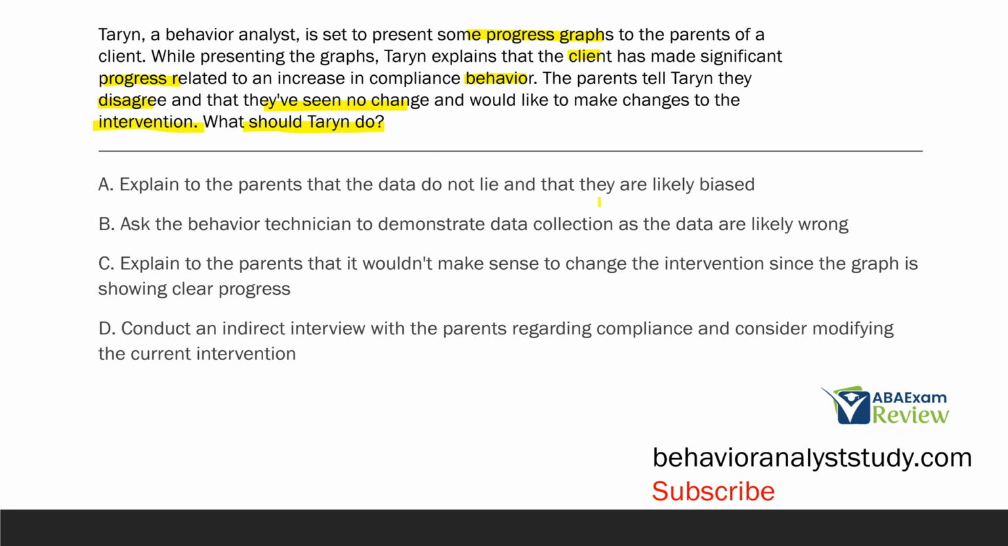A, explain to the parents that the data do not lie and that they are likely biased. Well, we're not going to explain to the parents that they are biased. Basically, all parents are going to be biased, and we just have to work around that fact. Also, data do lie very often. So we can't just blindly trust the data if we're getting reports that it may not be accurate. So A is out.